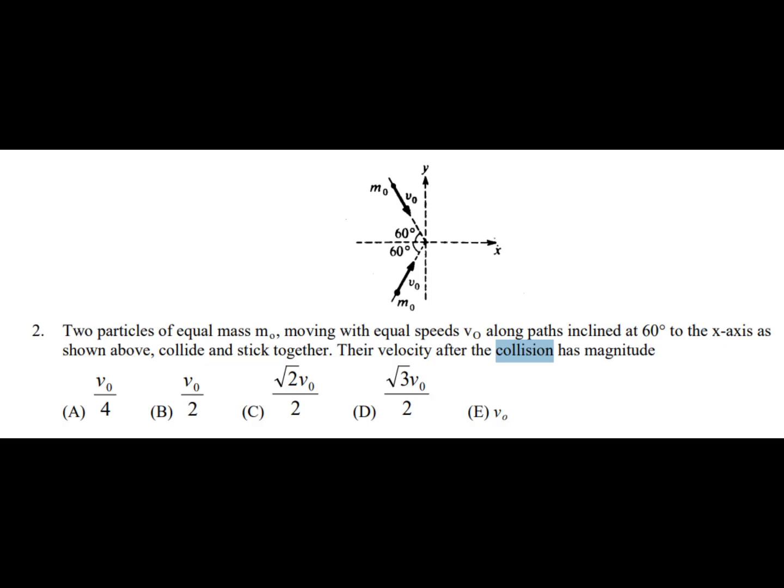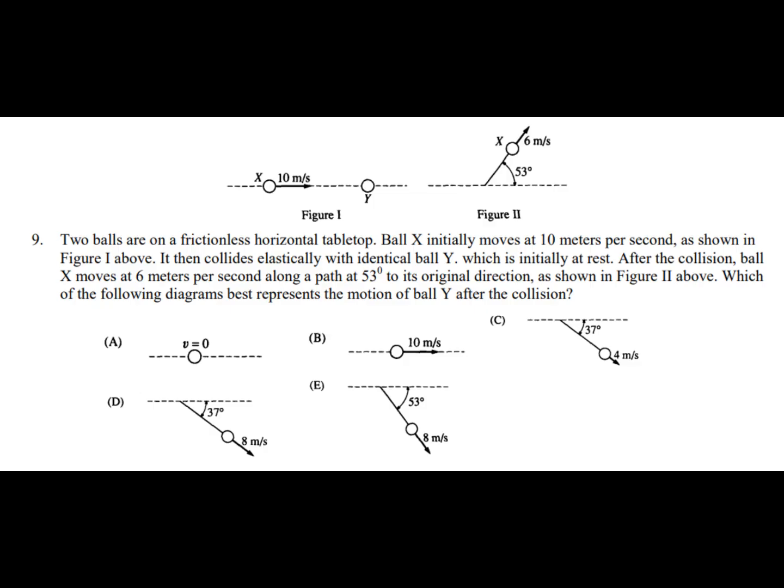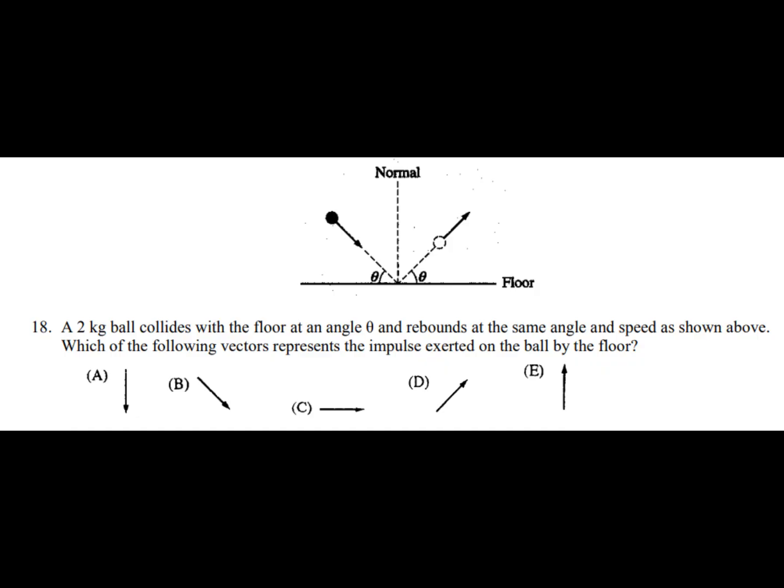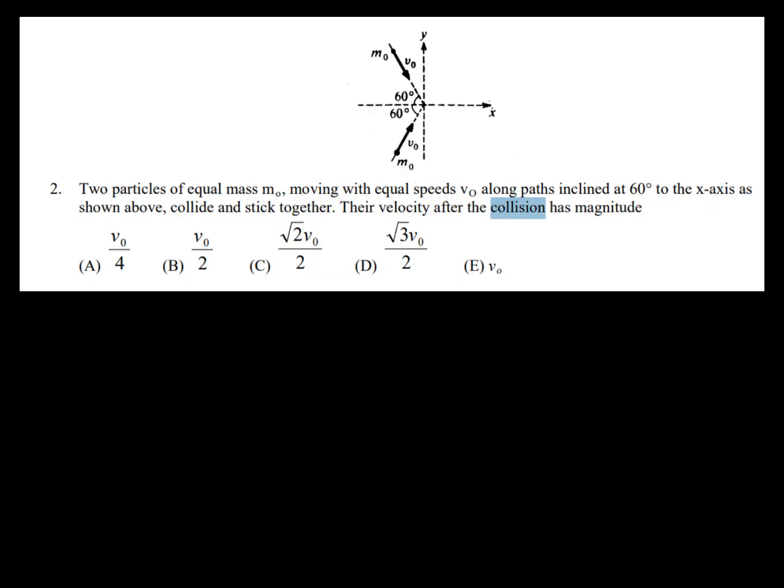Here are just a few examples of AP-style questions regarding glancing collisions. They would be solved exactly the same as how it's been shown, and they just involve the angle. That's the only thing that's unique about them.